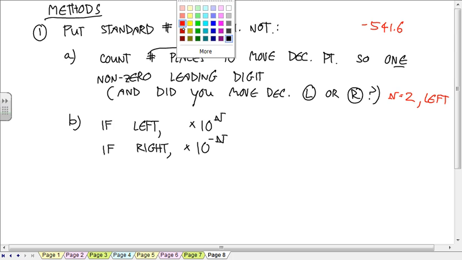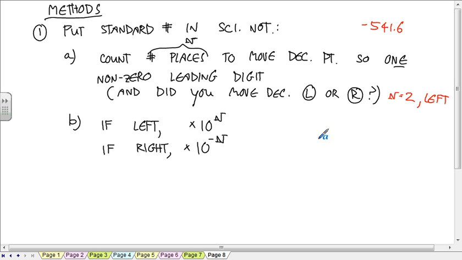So in the example, n was equal to 2. We move to the left. So we're going to have negative 5.416 times 10 to the positive 2. Any questions about that?